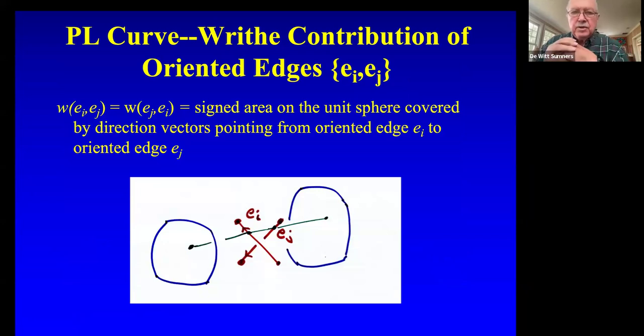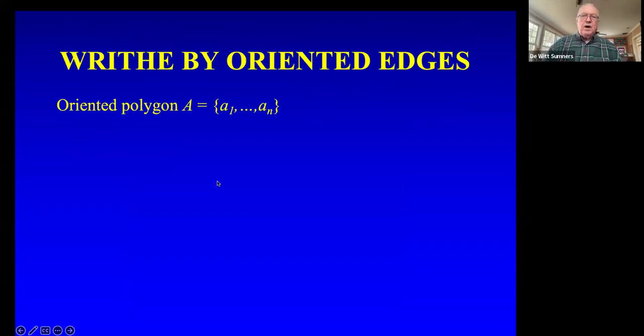I'm going to compute the writhe in terms of a piecewise linear picture. So suppose I've got 2 edges in a piecewise linear circle, E_I and E_J. And W(E_I, E_J) is the signed area on the unit 2-sphere covered by the direction vectors pointing from one oriented edge to the other. So it's all the projections in which you can see these oriented edges cross themselves. And so you get open sets on that unit 2-sphere, and you add up the area, and that's this W(E_I, E_J). So you can compute the writhe this way.